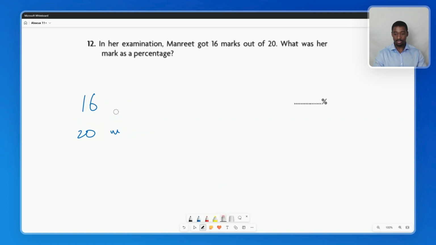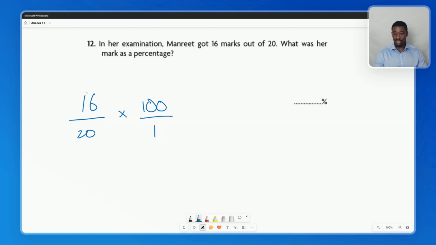Well, we simply take this fraction, 16/20, and we multiply it by 100/1. Same thing. Any number over 1 is the same thing as that number. So 16/20 times 100/1. This should bring it into percentage format. Because remember, the whole in percentage world is 100%. So 16/20, how can we work this out?